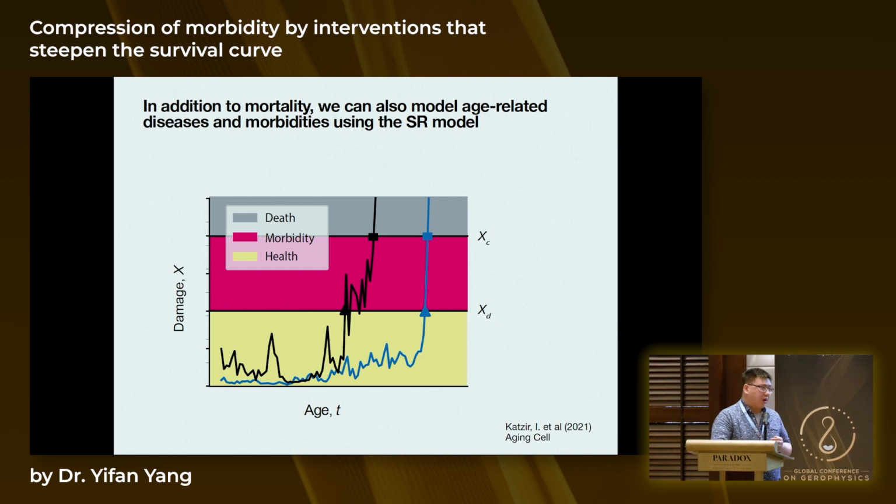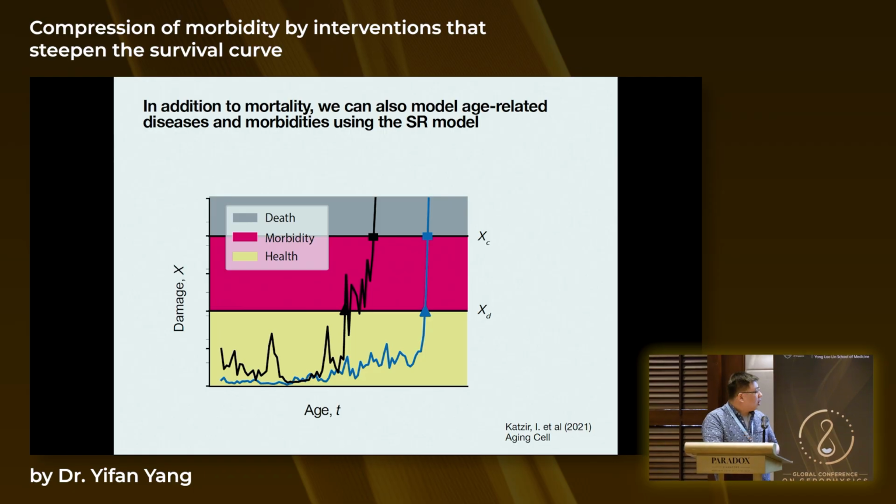Now, we're interested in sixspan. In our model, we can also model morbidities and functional deficits. In this paper we cited here, Kathir and his co-authors modeled hundreds of age-related diseases with a simple threshold that's lower than mortality, which we called XD. Once damage crosses this threshold, we consider the individual to be alive, but starting the onset of some age-related morbidities. So the sixspan is now the time it takes for damage to travel from XD to XC.